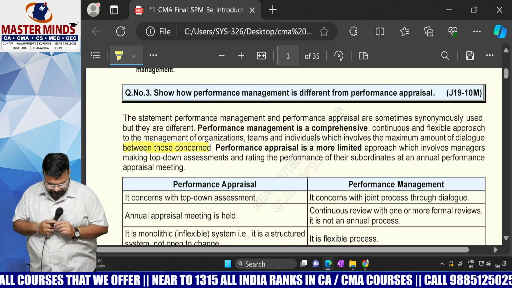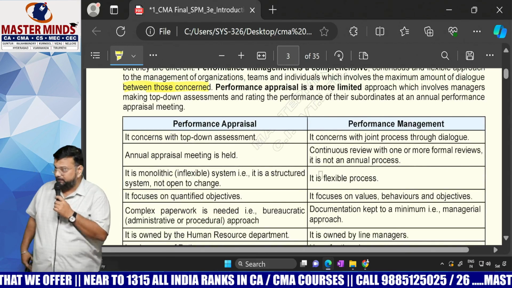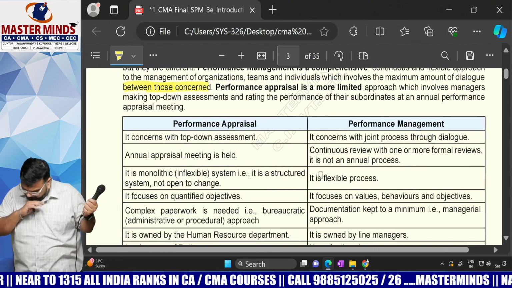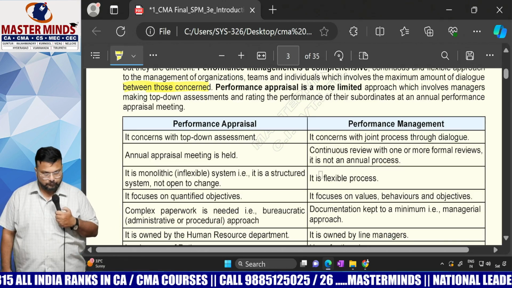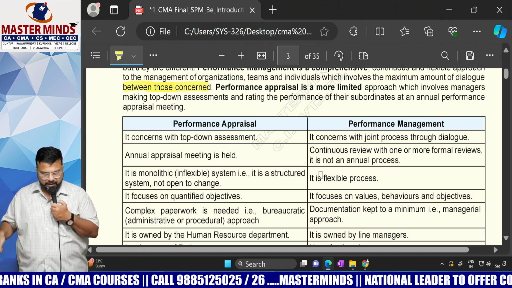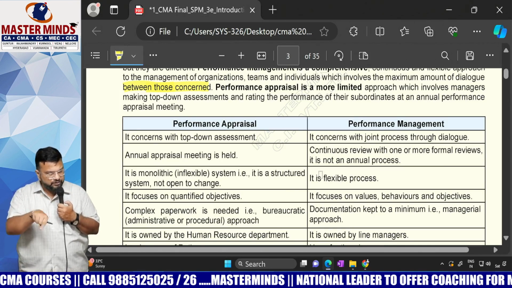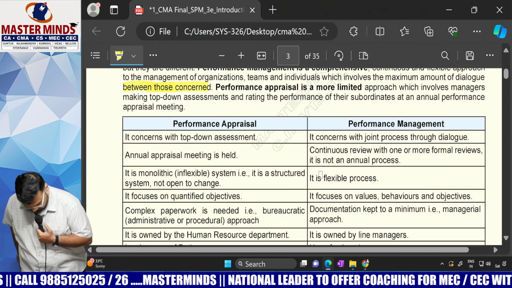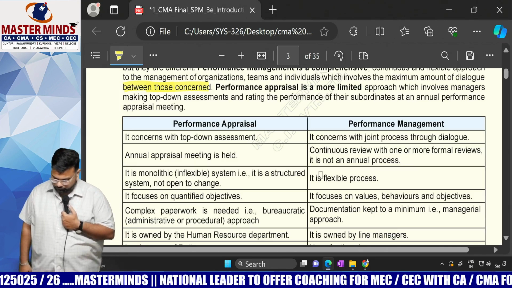Next, performance appraisal. Difference between performance appraisal and performance management. Performance appraisal concerns top-down assessment. Performance management concerns a joint process through dialogue. It's a dialogue between two parties, a discussion between two parties, that is management. Appraisal is assessment done by superiors of subordinates. Next, performance appraisal: an annual appraisal meeting is held. Performance management: continuous review with one or more formal reviews.